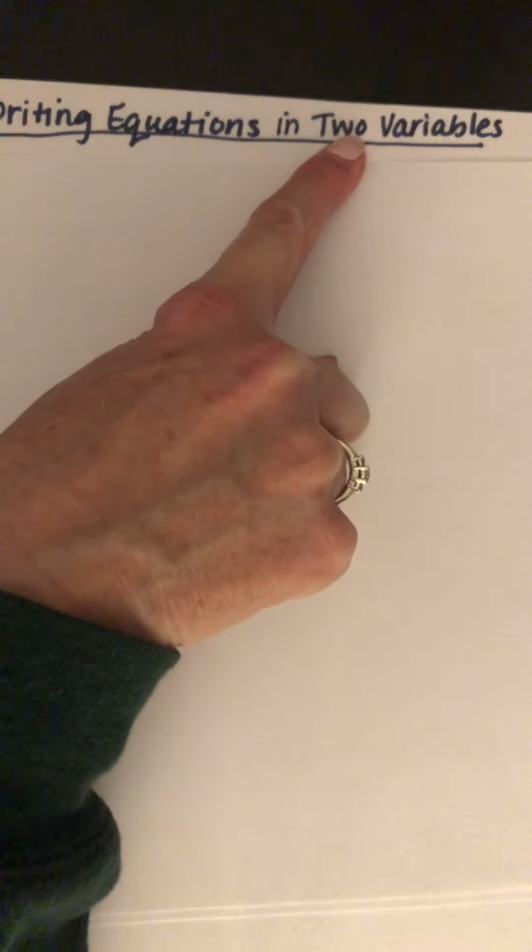Okay, so today we are talking about writing equations with two variables. We've been writing equations with just one variable, and we've been solving for that variable and checking our solution. So today we're going to start learning how to write equations with two variables.